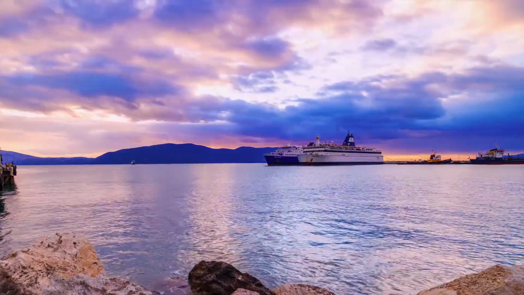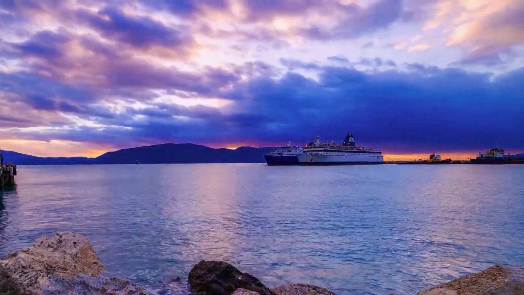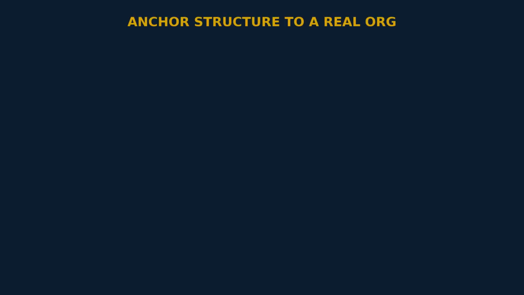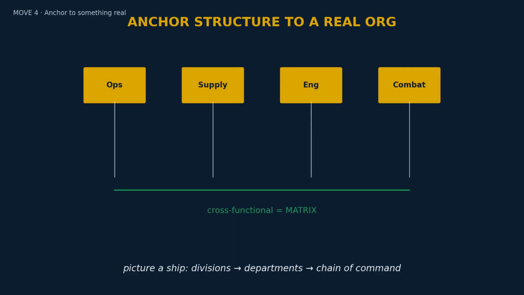Okay. Moving on to the section on organizational structure and operations. Move 4, anchor to a real org. Structure questions get abstract fast. Matrix, divisional, polycentric. My move, anchor it to a real organization I actually lived in. For me, this is the Navy ships. In these clips, you'll watch me map org structures onto a ship's departments. This is the Navy in me.